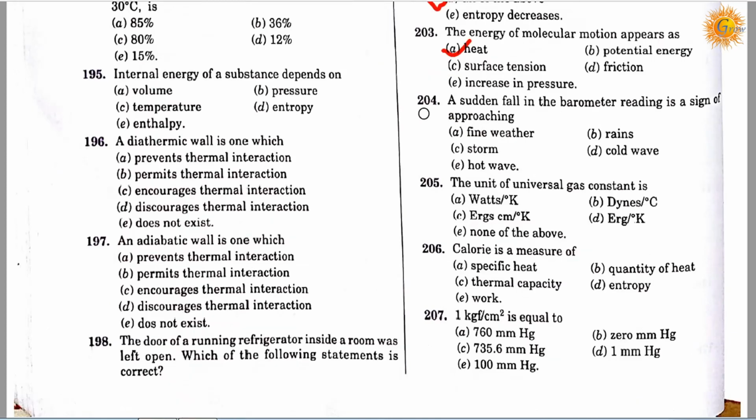Question number 204. A sudden fall in the barometer reading is a sign of approaching. Option A, fine weather. Option B, rains. Option C, storm. Option D, cold wave. Option E, hot wave. Correct answer is C, it will be storm.